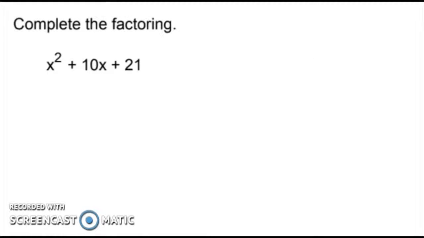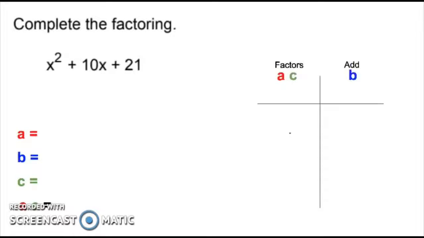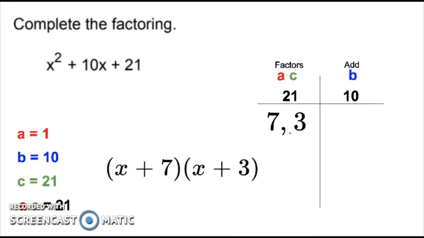The next one, we're factoring, so we write down a, b, and c. A is going to be 1, b is 10, c is 21, and a times c is 21. So now I need factors of 21 that add up to 10. So numbers that multiply to 21 that add up to 10 are 7 and 3. So then my answer is going to be x plus 7 times x plus 3.